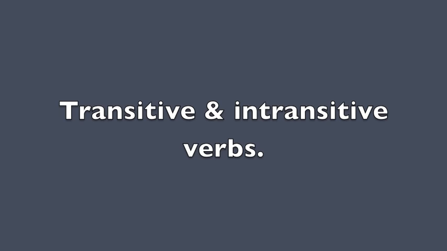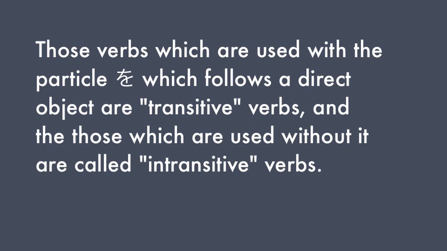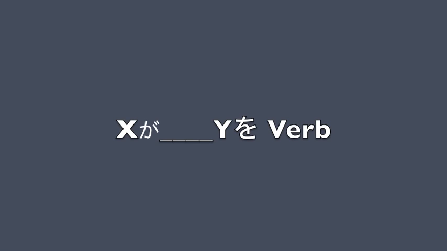Okay, let's start with a textbook-like explanation. Those verbs which are used with the particle o, which follows a direct object, are transitive verbs, and those which are used without are called intransitive verbs. They use this following formula. So what did we get from that? Well, let's take an example instead.